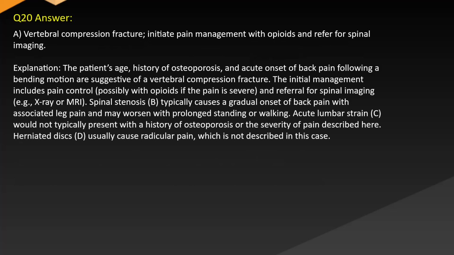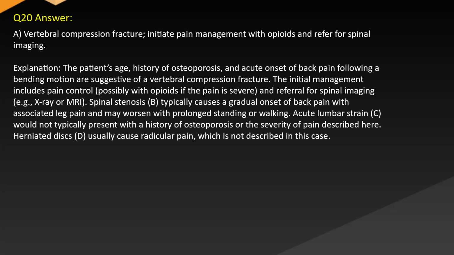Answer: A. Vertebral compression fracture. Initiate pain management with opioids and refer for spinal imaging. Explanation: the patient's age, history of osteoporosis, and acute onset of back pain following bending motion are suggestive of vertebral compression fracture. The initial management includes pain control, possibly with opioids if the pain is severe, and referral for spinal imaging, e.g. X-ray or MRI.